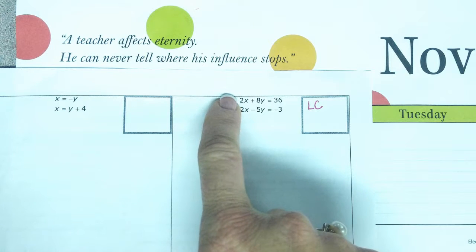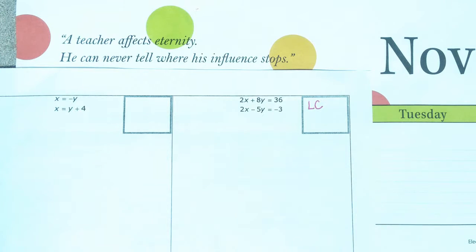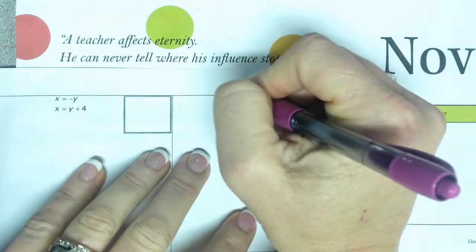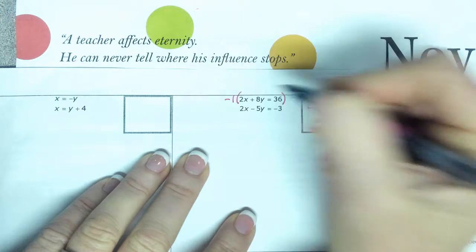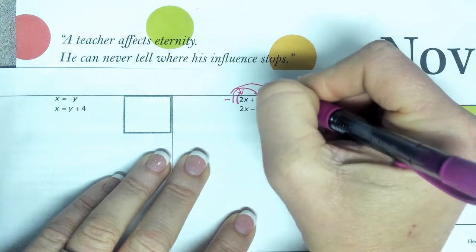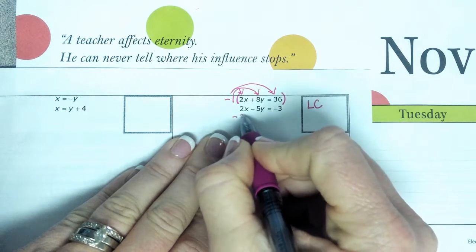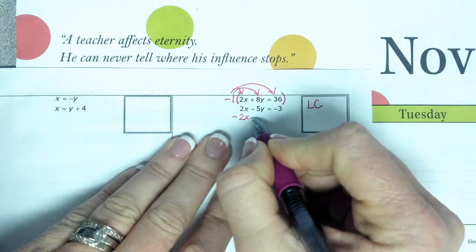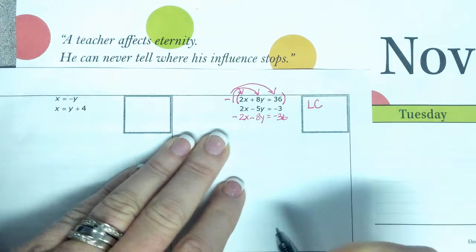But I can multiply what to either the top or bottom equation? -1. So where do you want to distribute the -1? To the top or the bottom? To the top? So we have to multiply everything by -1. So we'll distribute it to everything inside the parentheses. And then I'm just going to rewrite it under here. So we end up with -2x minus 8y equals -36.